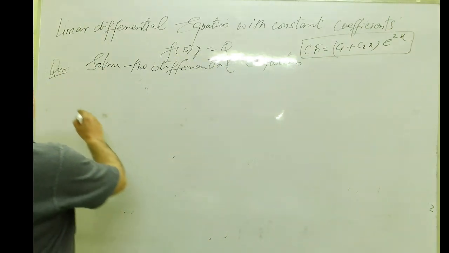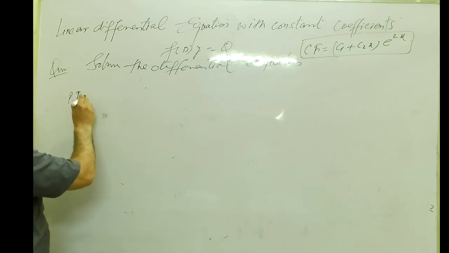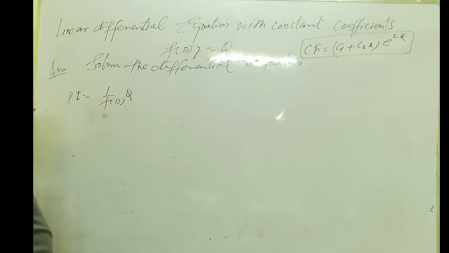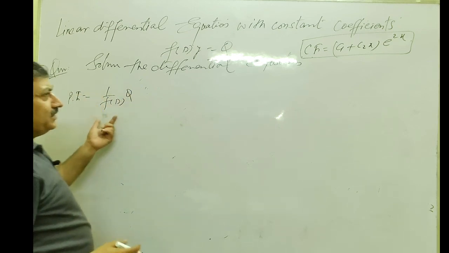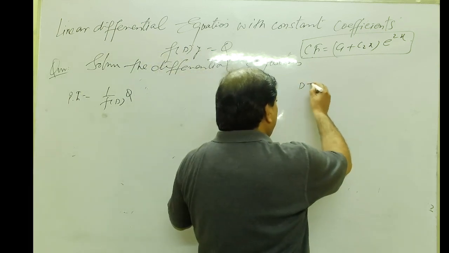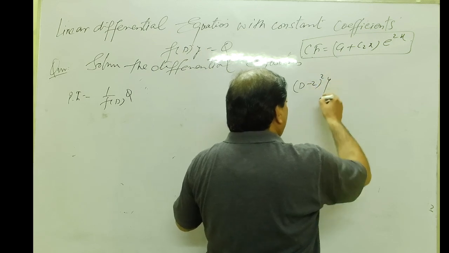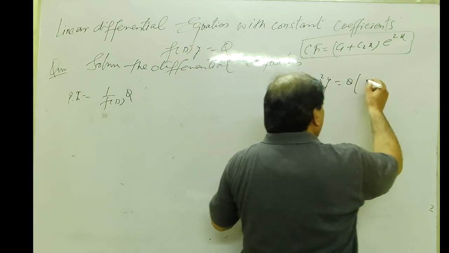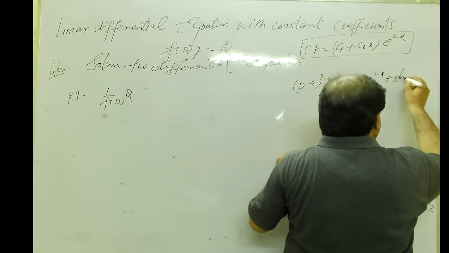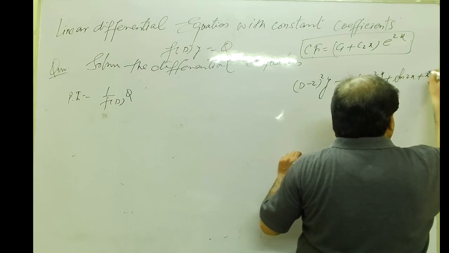Particular integral of this question, PI means 1 upon f(D) into Q. Q means the right hand side of the question. The question is (D minus 2) whole square y equal to 8 e to the power 2x plus x square plus sine 2x.